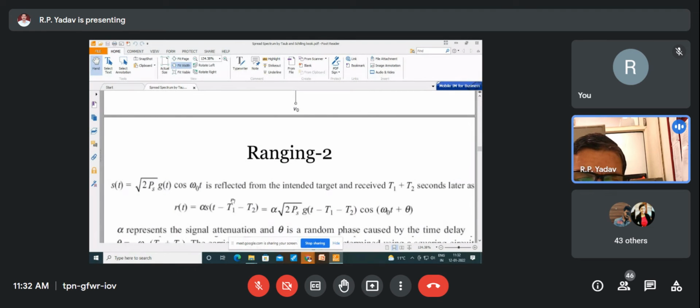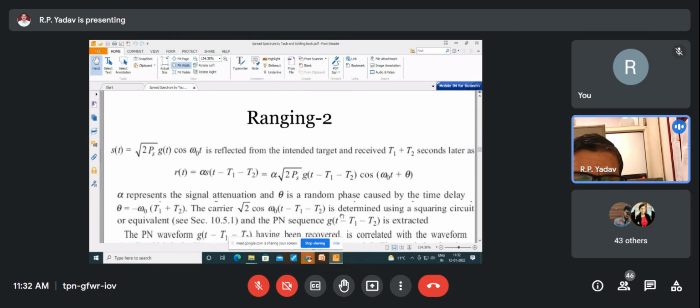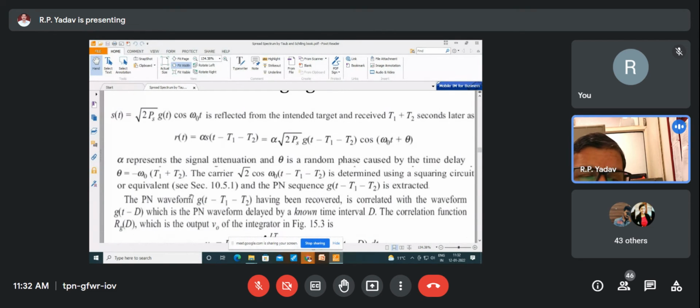Suppose this is my signal reflected from the intended target, and T1 T2 seconds later, what kind of signal am I receiving? Alpha represents the signal attenuation in free space, how far it is. Theta is the random phase caused by the time delays. The carrier is determined using a squaring circuit, and then the PN sequence g(t minus T) is extracted. The recovered PN waveform is correlated with the waveform g(t minus D T), which is a PN waveform delayed by a known time interval.